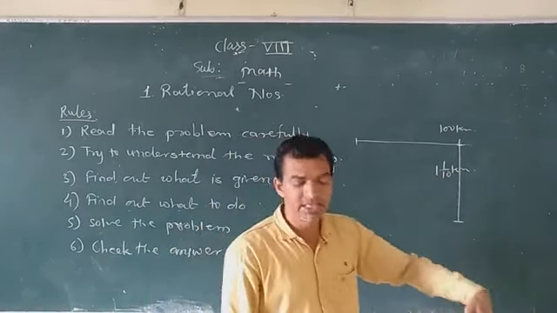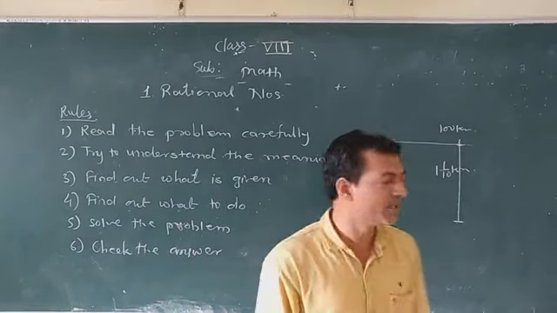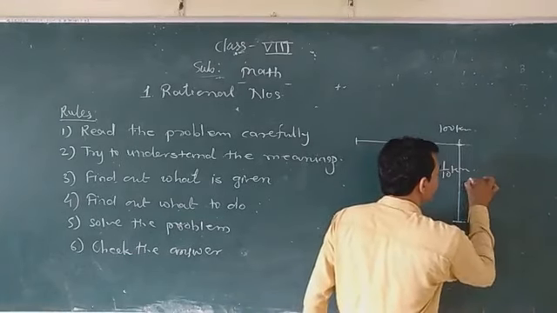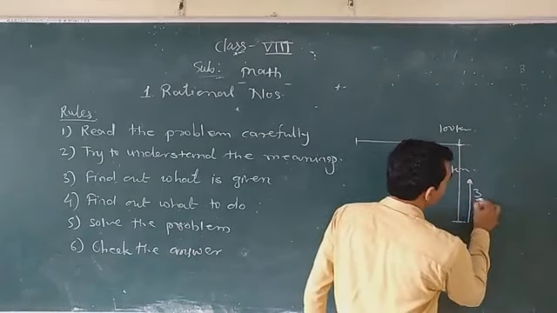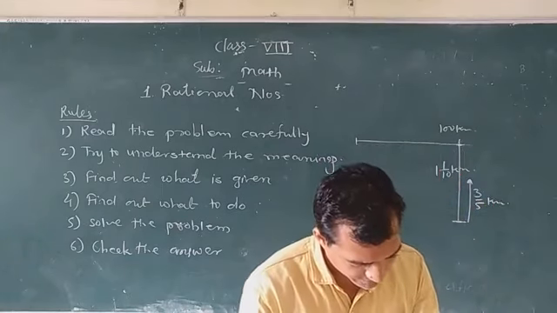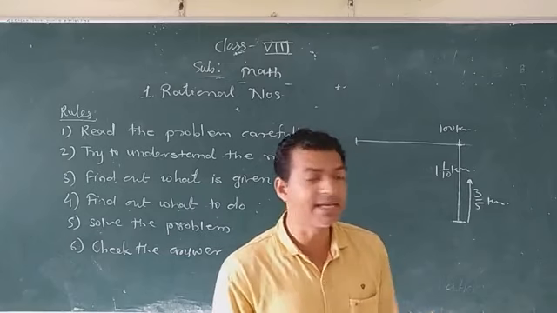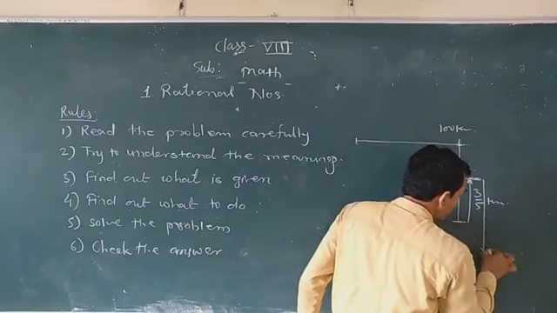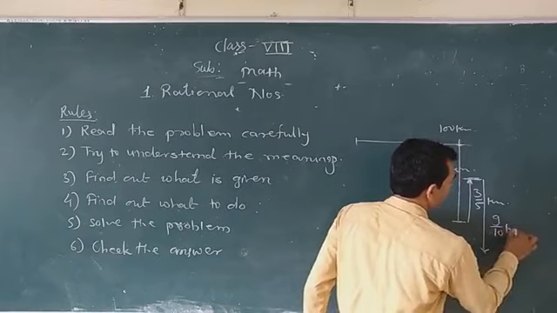Descended below sea level. Then again it ascended 3 by 5 kilometer. Means after coming to this point, again it ascended in this direction, 3 by 5 kilometers. Then the next day it again descended by 9 by 10 kilometer from this point. From this distance again it descended 9 by 10 kilometer.